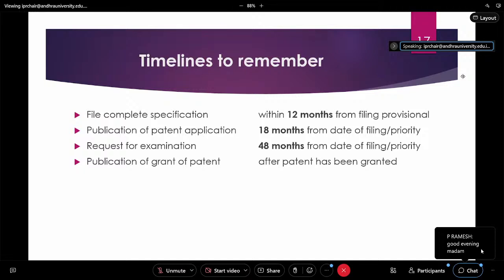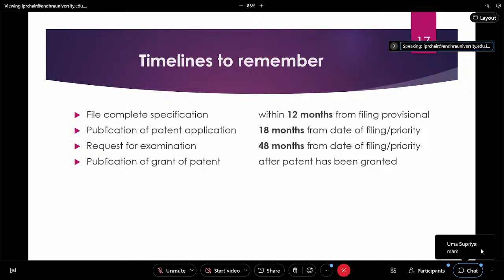There are some important timelines to remember while you are studying patent acts. File the complete specification, as I said, 12 months from the date of filing of the provisional specification. Then publication of the patent application, 18 months from your date of filing or priority, whichever is earlier. Request for examination, I told you, 48 months from the date of filing or priority, whichever is earlier.